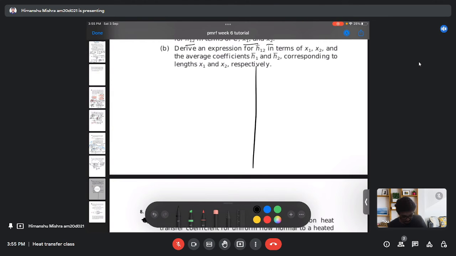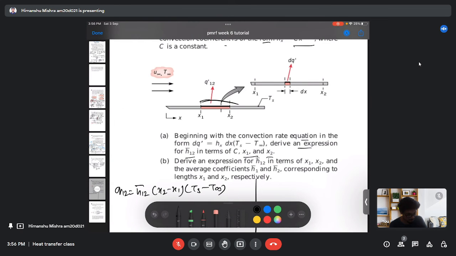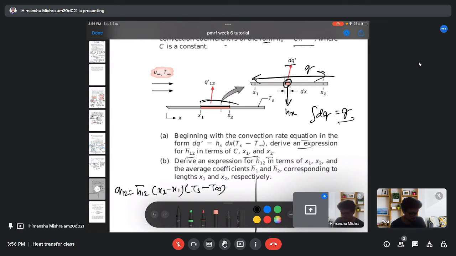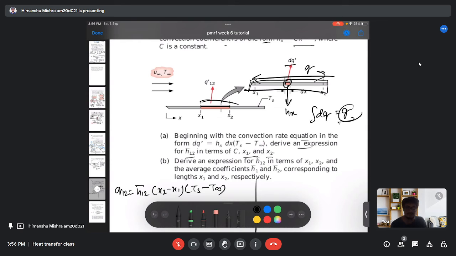So we have been given the heat transfer rate expression as this, which we have already been given. Now if we integrate this equation, we can find the total heat transfer rate Q. So in this patch, the heat transfer is dq, which is given for some hx. Now if we integrate dq, we can find the total heat transfer rate over the entire plate, spanning from x1 to x2.